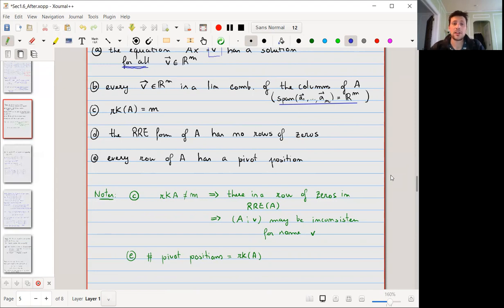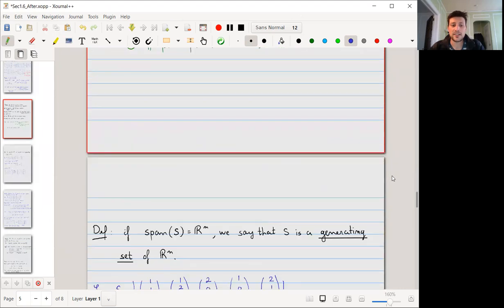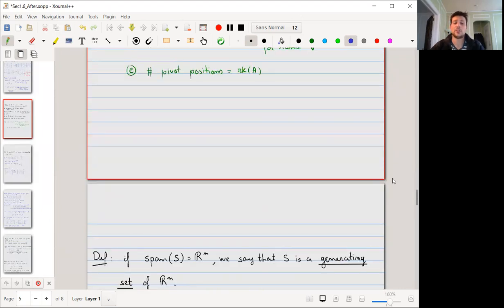The reason why we care about a result like this is that our next definition is going to be that of a generating set. We talk about generating sets when a set of vectors spans a whole space. More precisely, we say that S is a generating set for Rn, where S is a set of vectors, when the span of S is the whole Rn.